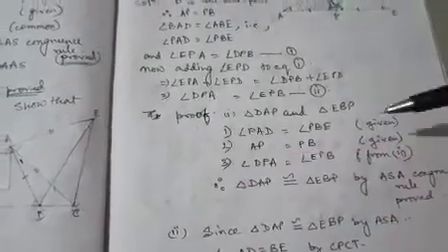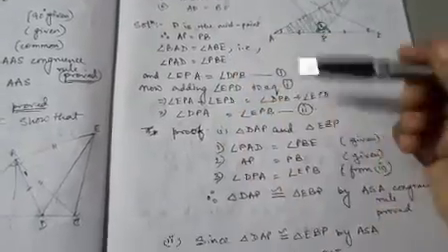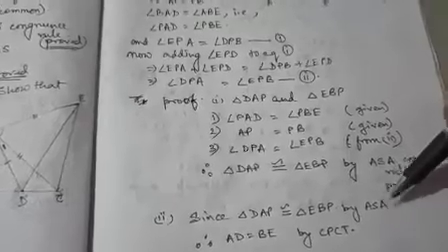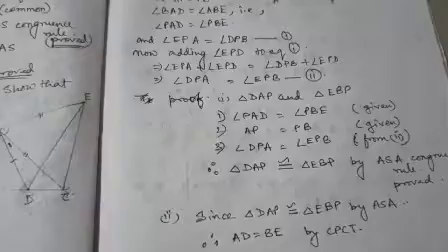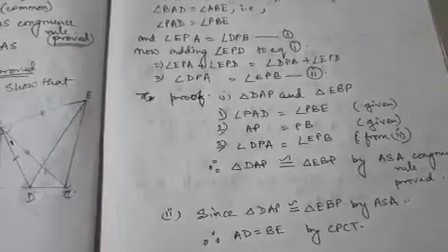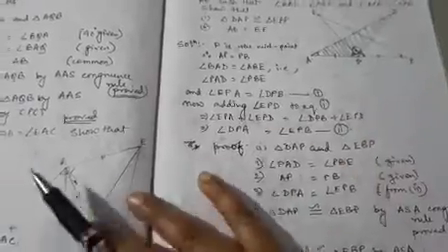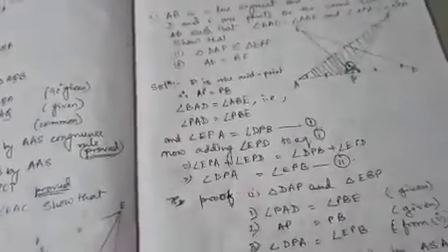Number 2 was AD is equal to BE. Since the triangles are congruent to each other by angle side angle, we can say AD is equal to BE by corresponding parts of congruent triangles. So this sum, question number 7, is similar to question number 6. Now the last sum, and it is a little bit bigger, that is question number 8.